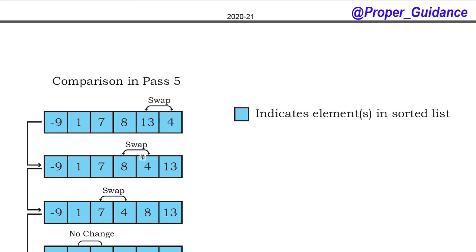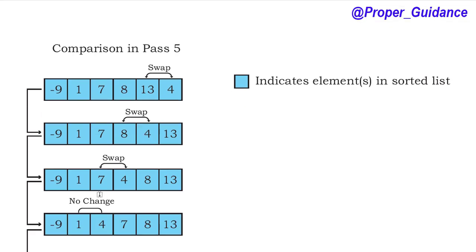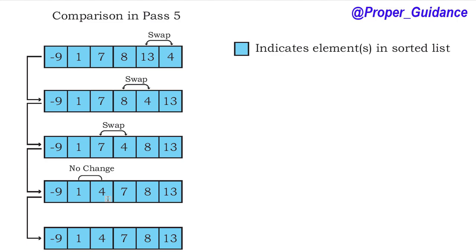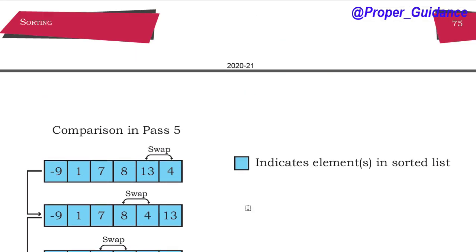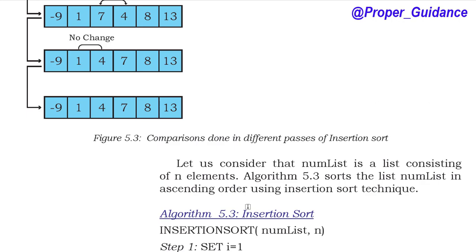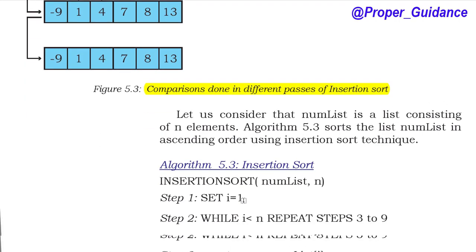Swap it. 4, 8. 4 is smaller. Again 4, 7. 4 is smaller than 7. Again 4, now no change. 1, 4. 1 is smaller than 4. It's okay. So -9, 1, 4, 7, 8 and 13. So we get the ordered list. So these are the comparisons done in different passes of insertion sort. We have to insert the element in the proper place.